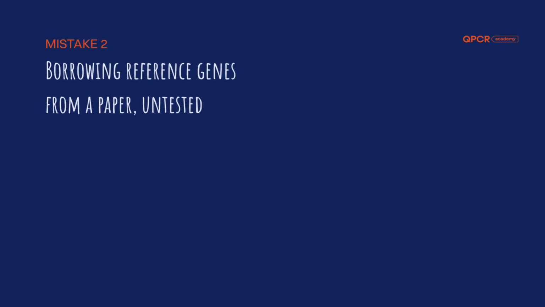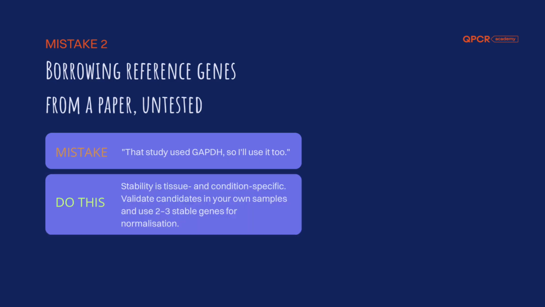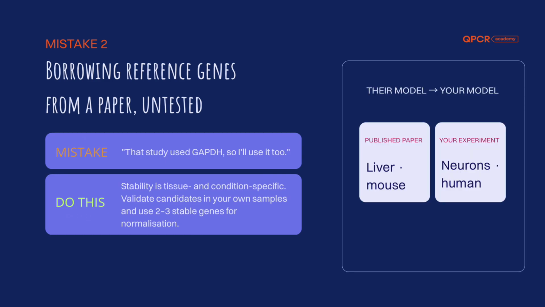The second mistake is taking a reference gene straight from a previous publication without testing it in your own system. "That study used GAPDH, so I will too." That's not a valid justification. Stability is tissue and condition specific. A gene that's rock solid in mouse liver can vary considerably in human neurons.